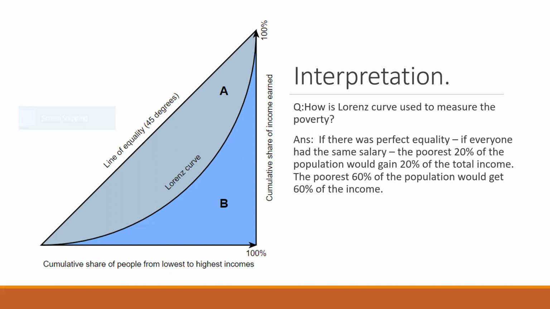The answer is that if there was perfect equality, if everyone had the same salary, then the poorest 20% of the population would gain 20% of the income. That is the perfect situation, but it's not applicable all the time. The poorest 60% of the population would get 60% of the gain in an ideal situation, but it can vary. It can be higher than the line of equality, and it can also be lower than the line of equality. So I just wanted to give a brief description of what the Lorenz curve is and how it's applied in real life.